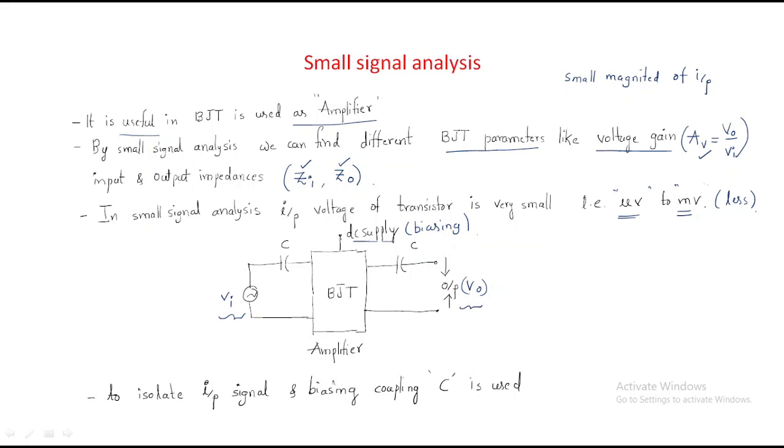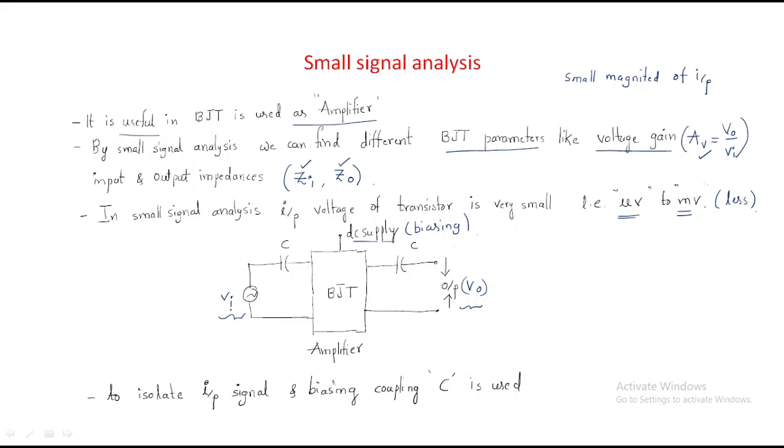The DC supply is for biasing. What is the use of biasing? By applying proper biasing, the BJT acts in a proper manner, that means the BJT acts as an amplifier in the active region only. Otherwise it is not possible. That's why we need to give the DC supply also.